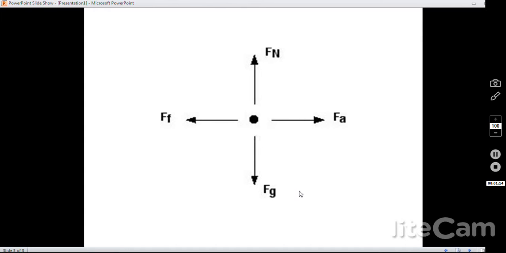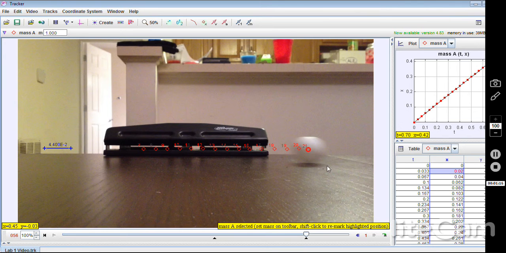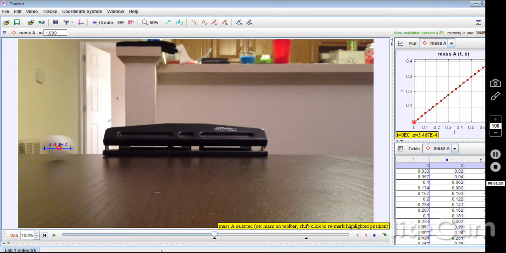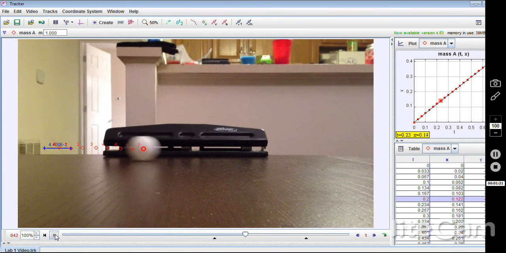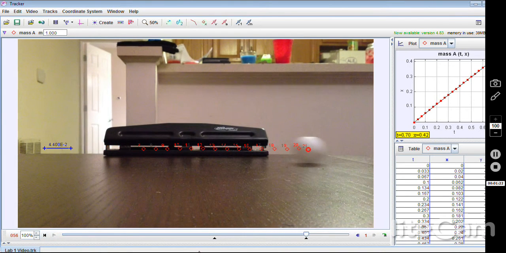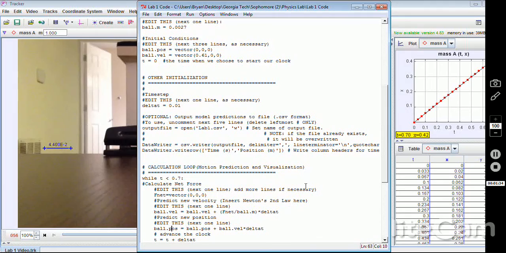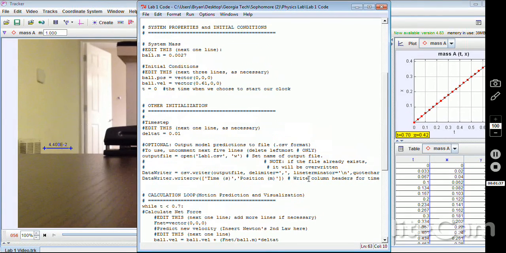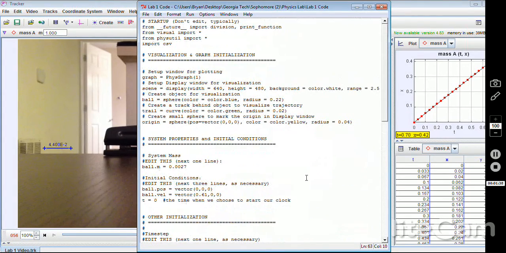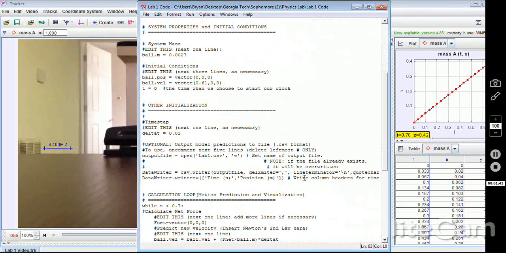So given that, I took my video and put it into Tracker and tracked the motion of the ball as it rolled across the table. And from this, as you can see, I have a now linear plot on the right showing that it was in constant motion, and a table of time values and position values. Using data obtained from this, I was able to manipulate a skeleton code given to us for this lab in order to predict the motion of my ball given 0 net force.